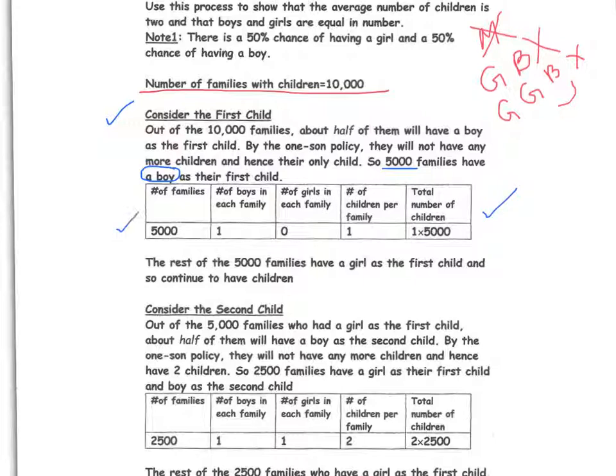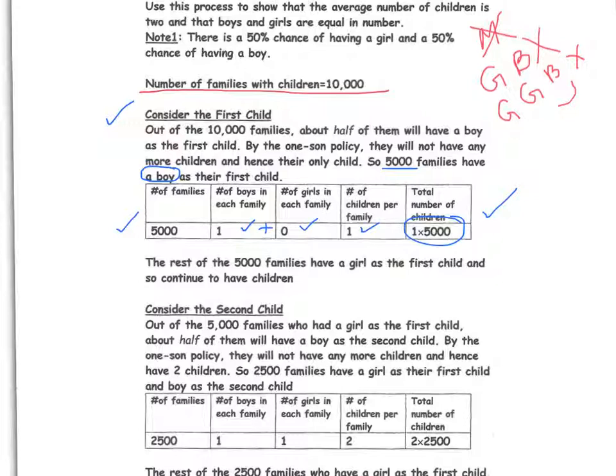The number of families is 5,000. In these 5,000 families, a boy was the first child. So each family has one boy and 0 girls, because they're going to stop having kids once they have a boy. And the number of children per family is going to be 1 plus 0, which is equal to 1. If we consider 5,000 families, each with one child, there's going to be a total of 5,000 boys, or 5,000 children in total.